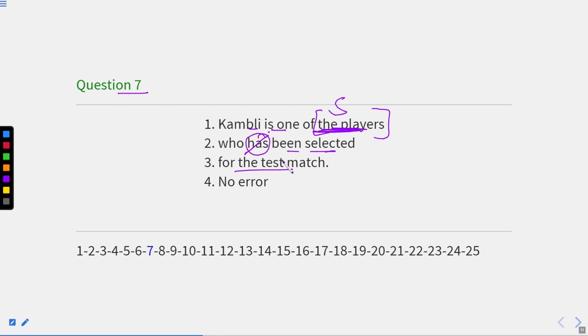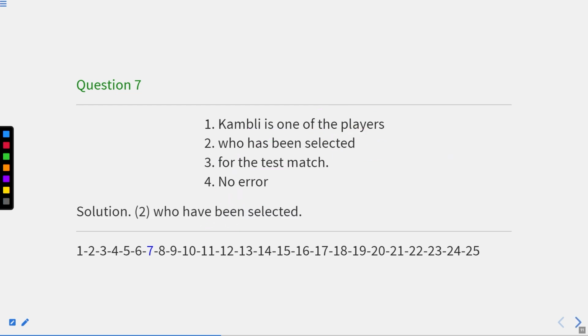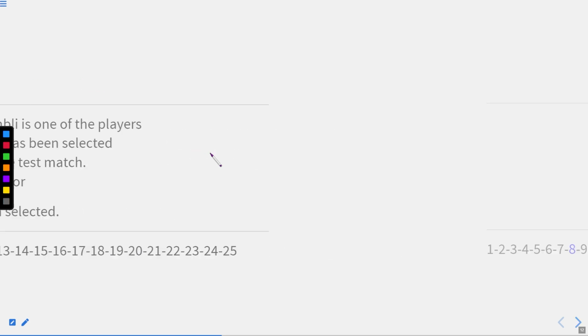So this has should be replaced with have, because here we are not talking only about Kambli. In fact, we are talking about all those players who have been selected for this match. So here the answer will be the second part, where this has should be replaced with have. Now as you can see, this second part contains the grammatical error, therefore we need to write 2 as our answer. So this 2 will be our answer. Now let us move to the next one.